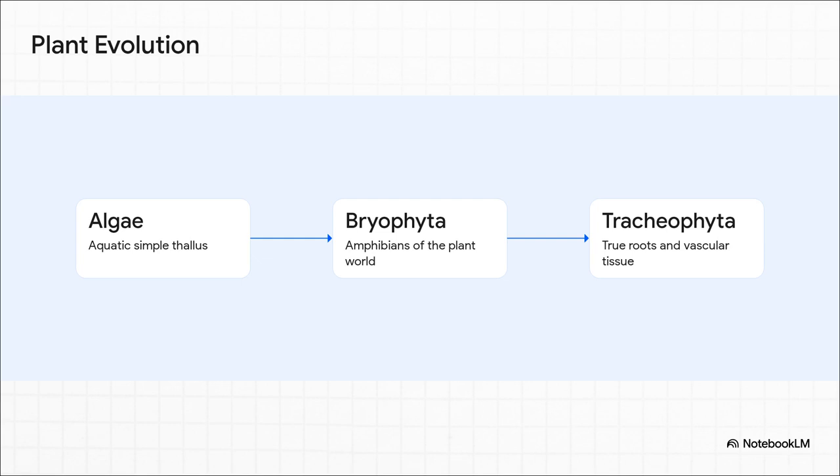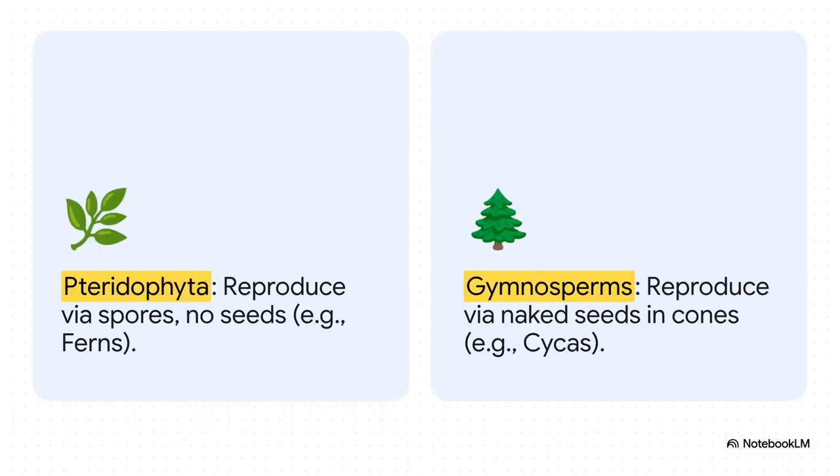Finally, step 3. We hit the tracheophytes. These guys develop true roots, stems, leaves, and crucial internal plumbing called vascular tissue. Once they had that, they were ready to fully conquer the continents. Now, when we look a bit closer at those advanced tracheophytes, we see a massive evolutionary upgrade in reproduction. First up, we've got pteridophyta, like ferns. They've got the vascular plumbing, but they still reproduce using tiny spores.